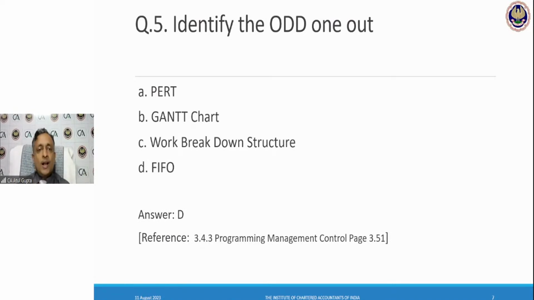Now, PERT, program evaluation review technique, Gantt charts and work breakdown structures are basically project management techniques. In our module, this came. So I did highlight them. And there's one word also that was not there, CPM, critical path method. I think you'll be reading this in your costing sometime, probably. FIFO is one that is for valuation of inventory. So FIFO is not a project management technique. So that is the odd one out. Darshan.